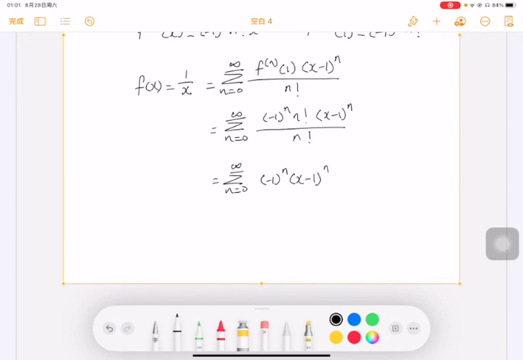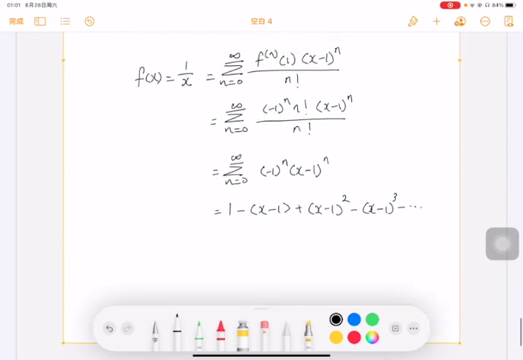Now, if you want to expand the summation, what you will end up with is 1 minus x minus 1 plus x minus 1 squared and minus x minus 1 cubed, so on and so forth. So you get an alternating sign and an increasing exponent of x minus 1.